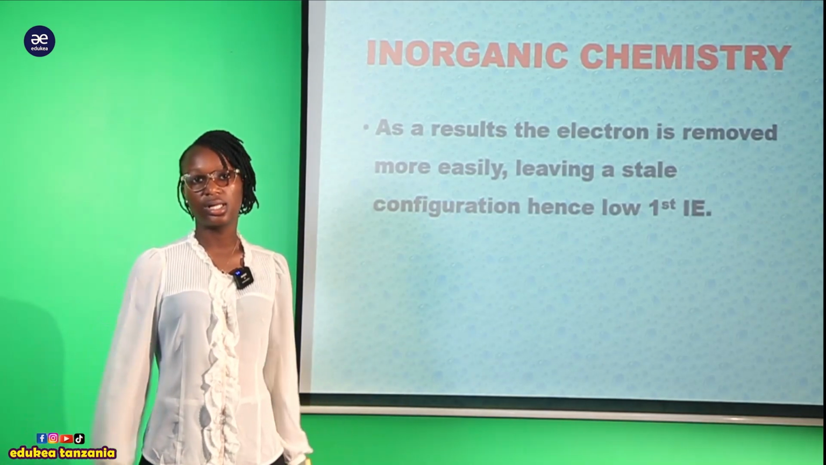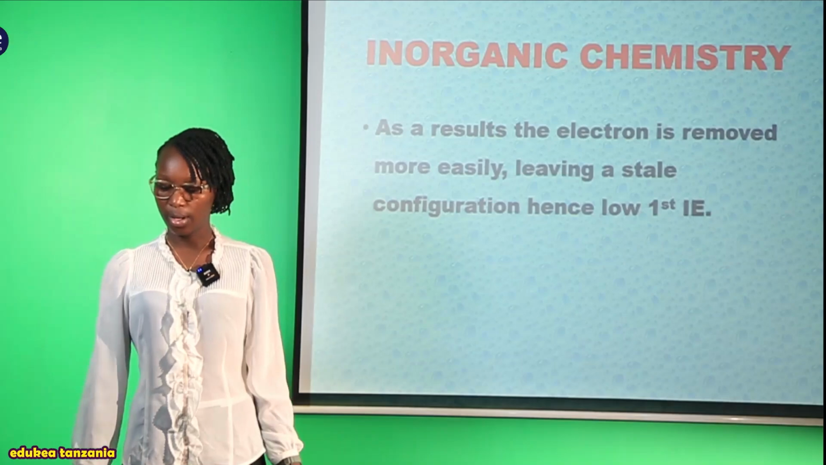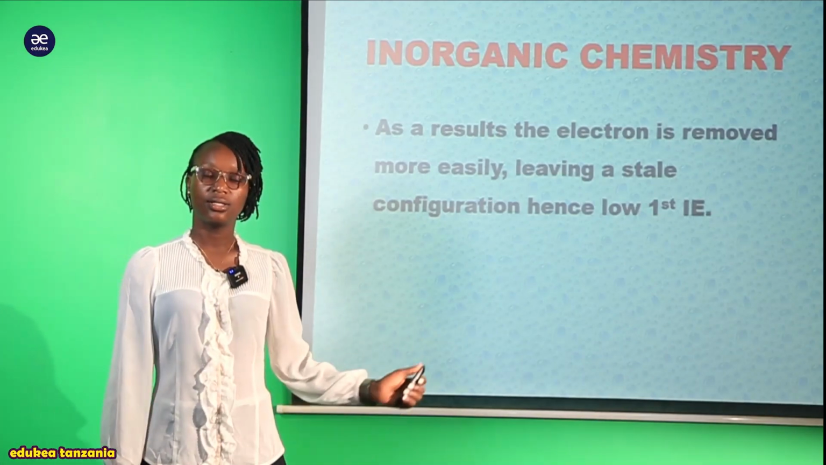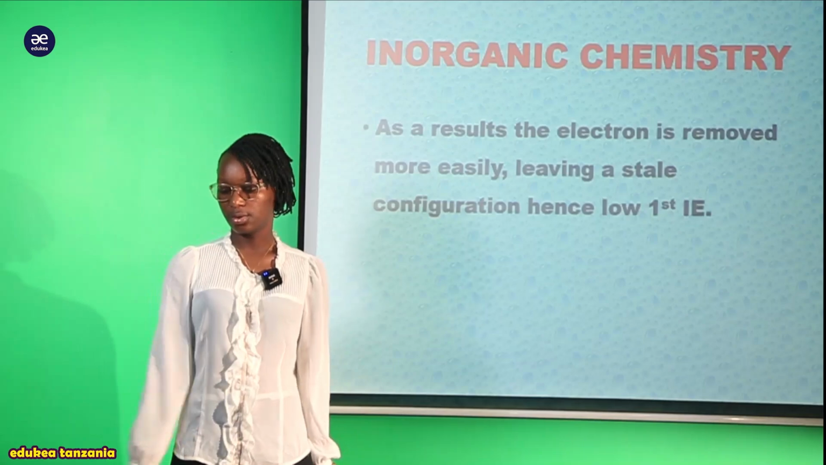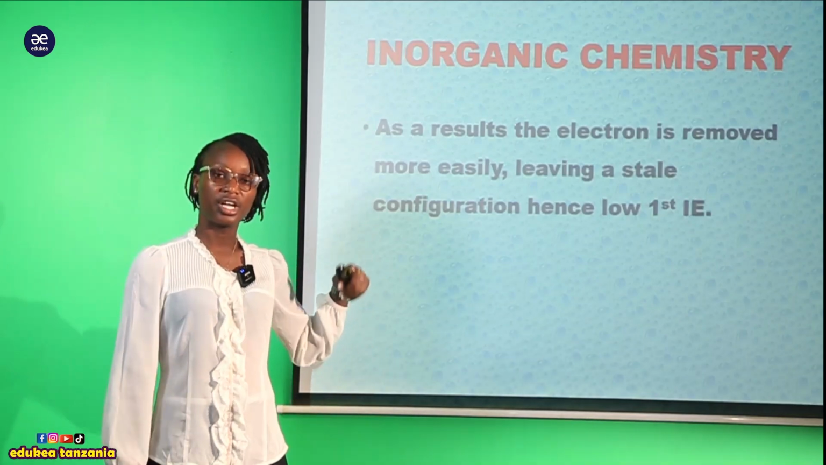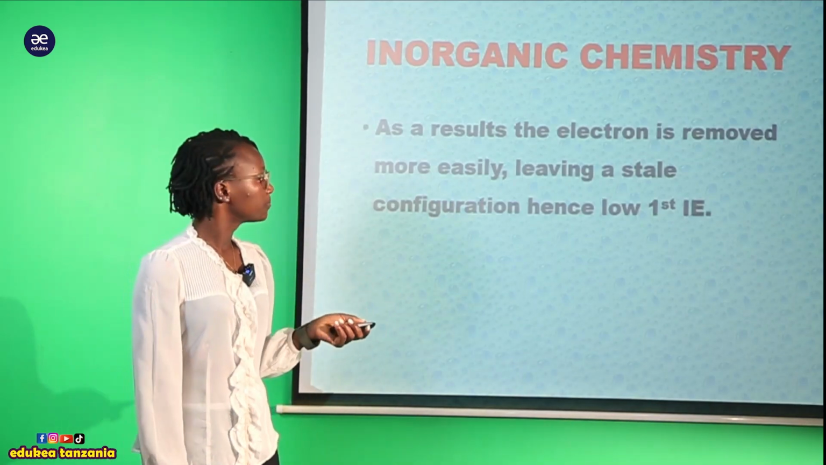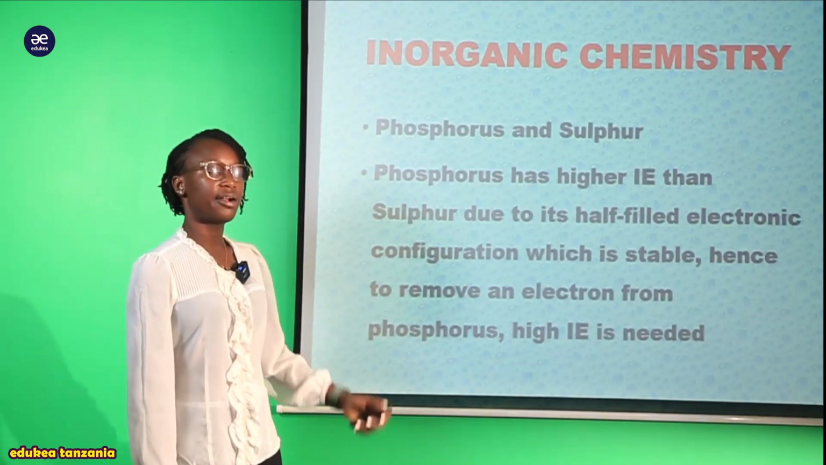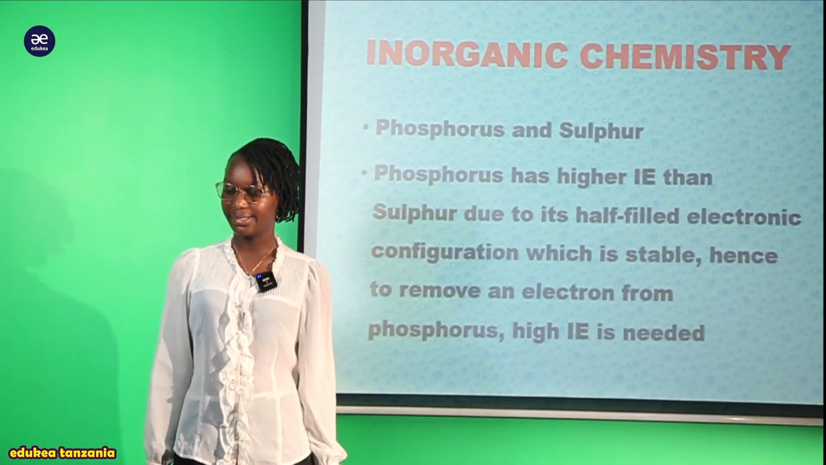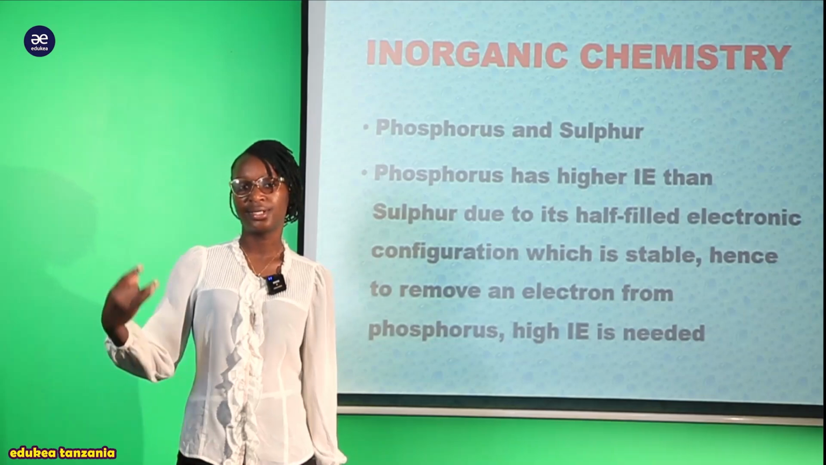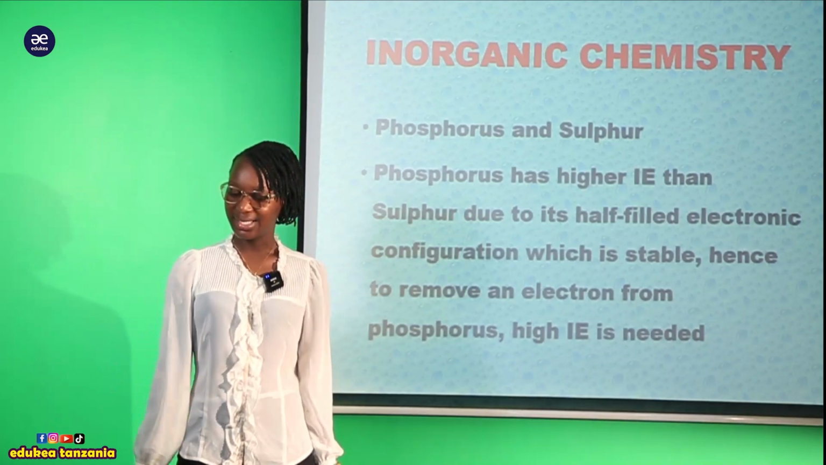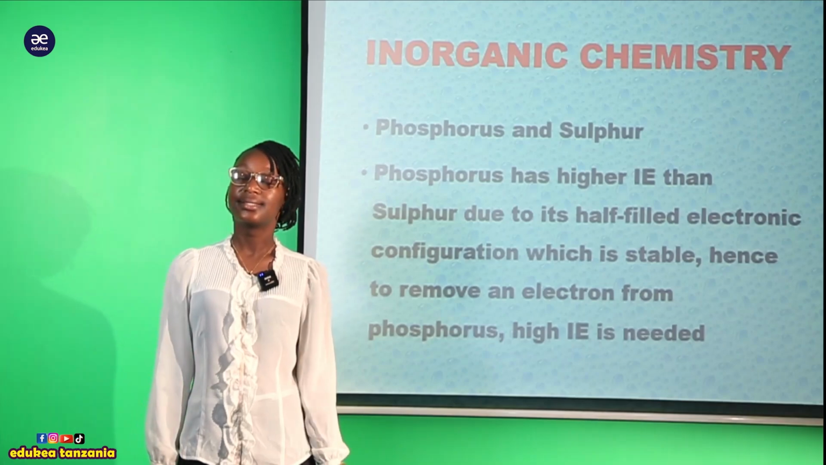So I hope that is clear. Kwa hiyo this is why this observation was made and this classification was also made ili kuweza kufanya clarification ya hizi concept. But another observation was about phosphorus and sulfur. Tulianza kuona kuhusiana na nitrogen, oxygen, magnesium, aluminium. Now let us see about phosphorus and sulfur.